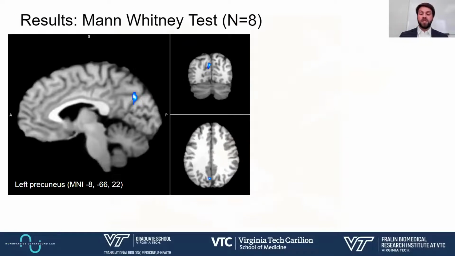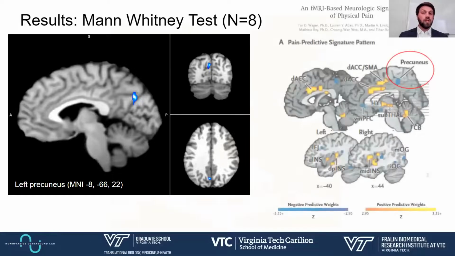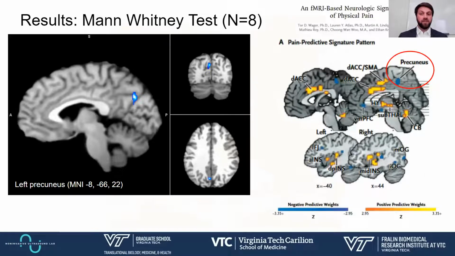We followed this up with a seed to voxel analysis using the exact same left anterior insula node and identified decreased connectivity with the left precuneus. So looking back at this fMRI-based signature of physical pain, the authors also identified the precuneus as one of the core anti-correlated regions with pain.